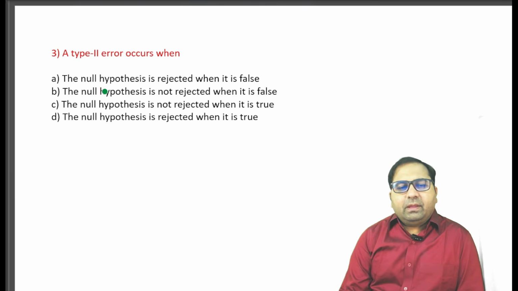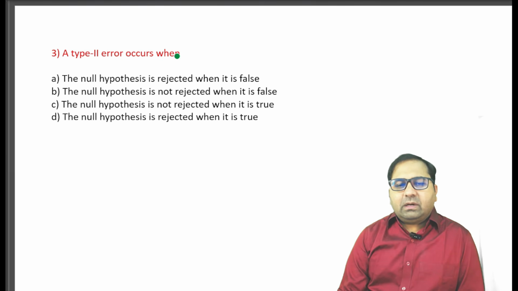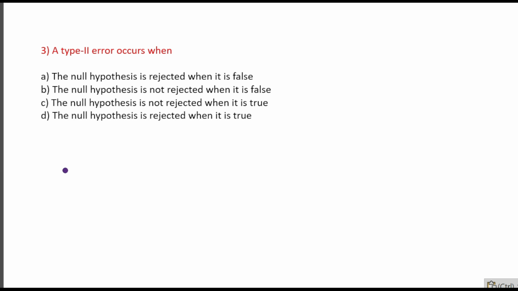Okay, now next question. A type 2 error occurs when, the options they gave are A. The null hypothesis is rejected when it is false. B. The null hypothesis is not rejected when it is false. C. The null hypothesis is not rejected when it is true. Or D. The null hypothesis is rejected when it is true. So the answer for this question is the null hypothesis is not rejected when it is false. Let us see how the answer became that.